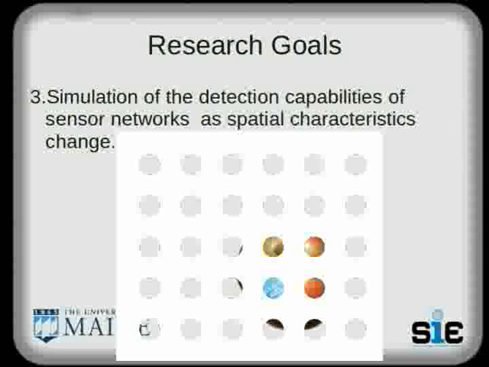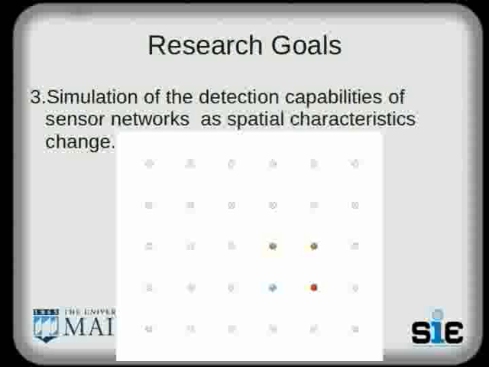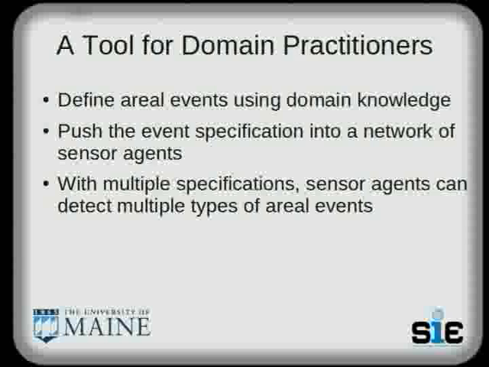It will also use simulation of the detection capabilities of sensor networks as spatial characteristics change, for example, by varying sensor density, clustering, or motion of sensor agents. By defining the salient concepts of areal events, this model presents a standardized method for domain practitioners to explicitly specify event types based on their experience.